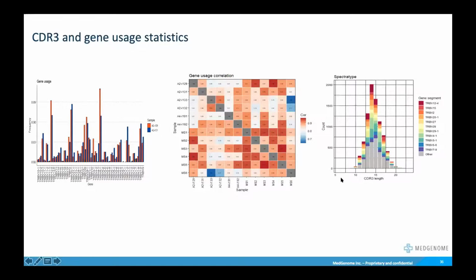We also look at distribution of CDR3s. CDR3 length can have a role as well. And so we look at the distribution of the CDR3 lengths and the preference for a particular V or J gene in terms of their frequencies for these different lengths.